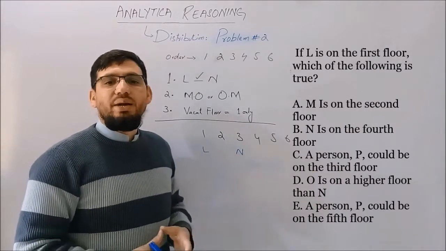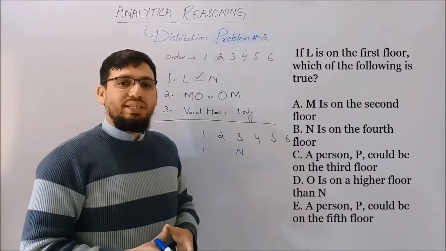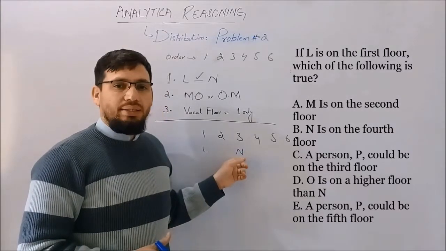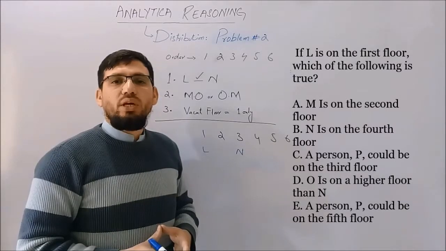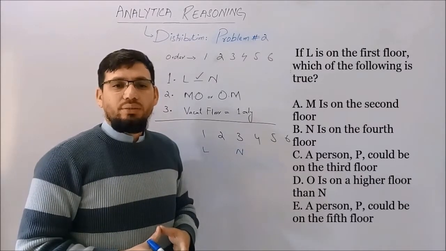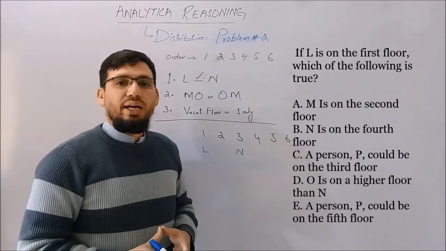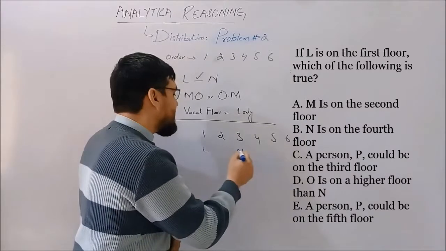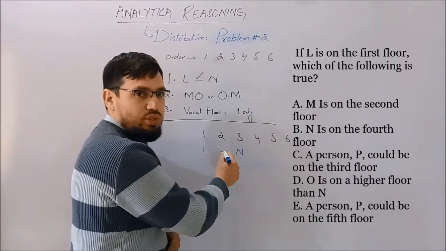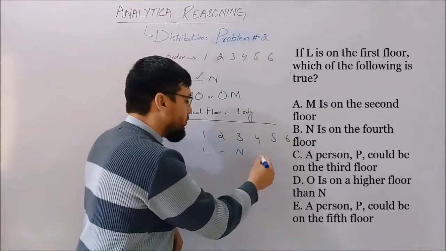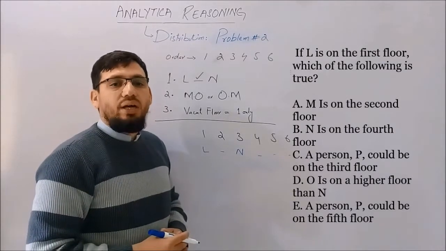In option C, it is mentioned that a person P could be on the 3rd floor, but as the 3rd floor is consumed by N, it means P could not appear over here. The fourth option is that O is on a higher floor than N. So yes, O must appear on a higher floor, as there is no space for M to appear close to O on the 2nd position. So O must appear on the 4th, 5th or 6th position. Therefore, the correct answer is option D.